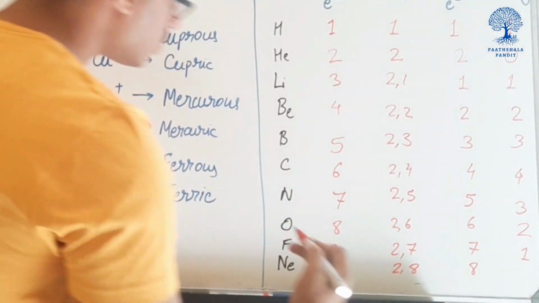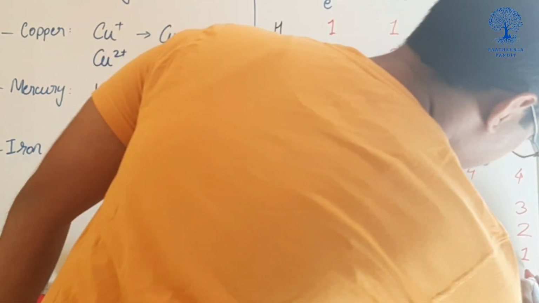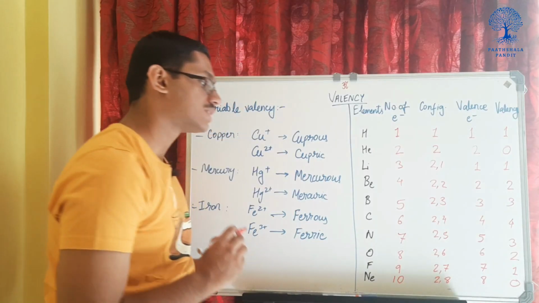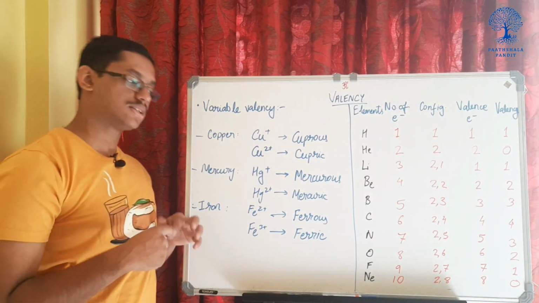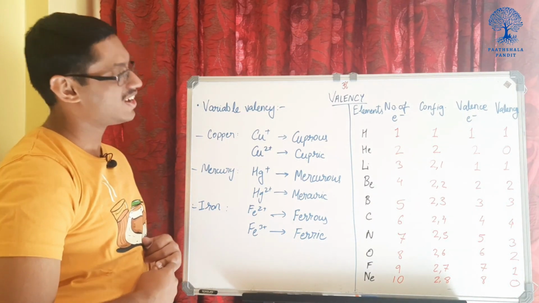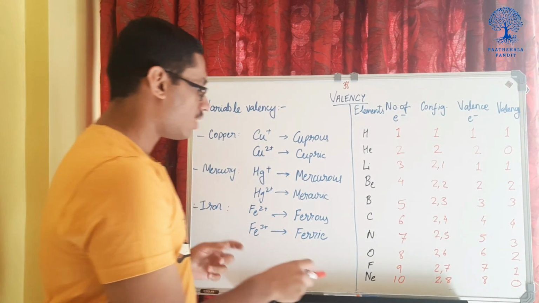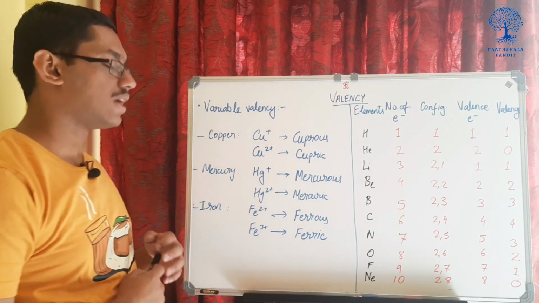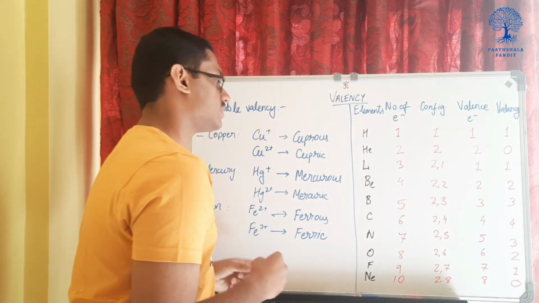8 valence electrons, and valency is 0. Why? Because its octet is now complete, it is satisfied, it is happy. Okay. So this is how valence electrons and valency are calculated.